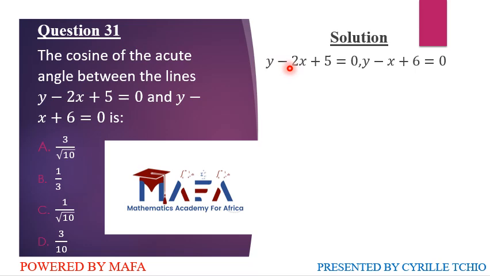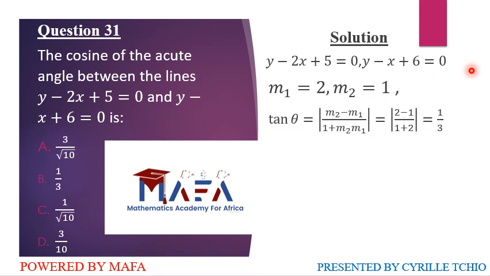To find the gradient, you just have to put it in the form y is equal to mx plus c. If you put this in this form, you are going to see that this 2x goes to the other side. It's not really going to the other side, but actually you're adding 2x minus 5 on every side to get y is equal to 2x minus 5. We do the same with this side, so the gradients are: the first one, m1 is equal to 2, the second one, m2 is equal to 1.